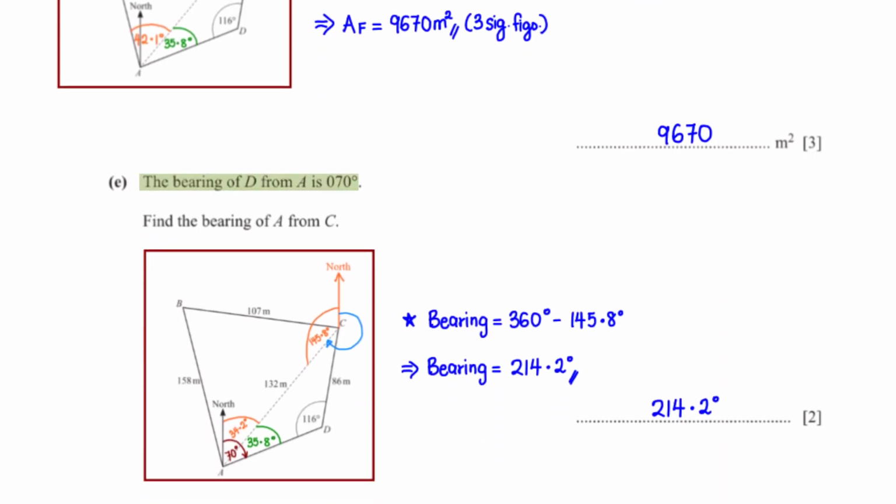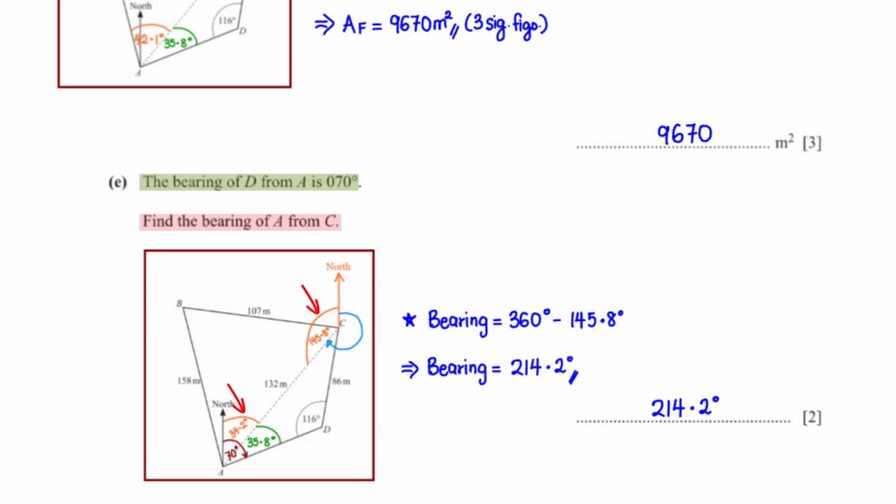The bearing of D from A is 70 degrees. Find the bearing of A from C. The bearing of A from C has been indicated with a blue arrow. We've been given the bearing of D from A as 70 degrees. And so to get this angle, we subtract 35.8 degrees from 70 degrees, which gives us 34.2 degrees.